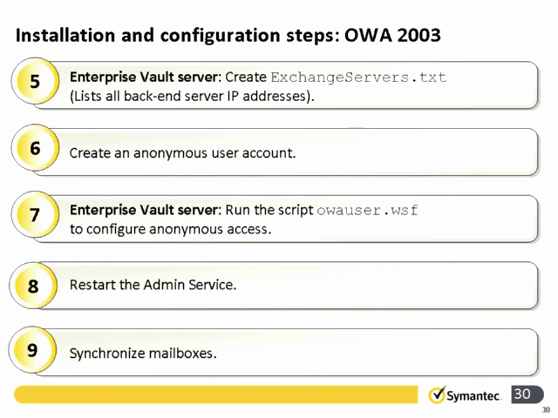You then create a user account, and again, you can name this user account anything that you want. You will then run a script to configure certain settings for that anonymous connection. You then need to restart the Enterprise Vault admin service, and then you need to synchronize all of your mailboxes.